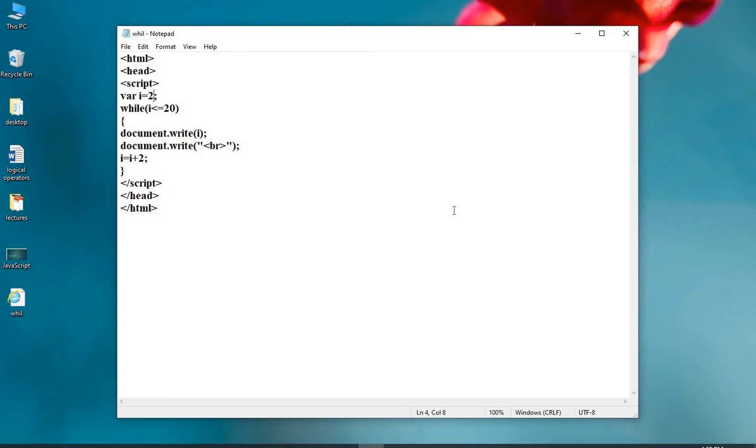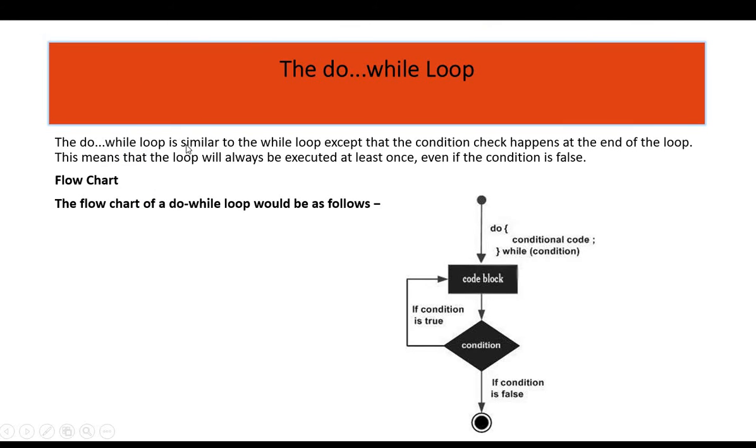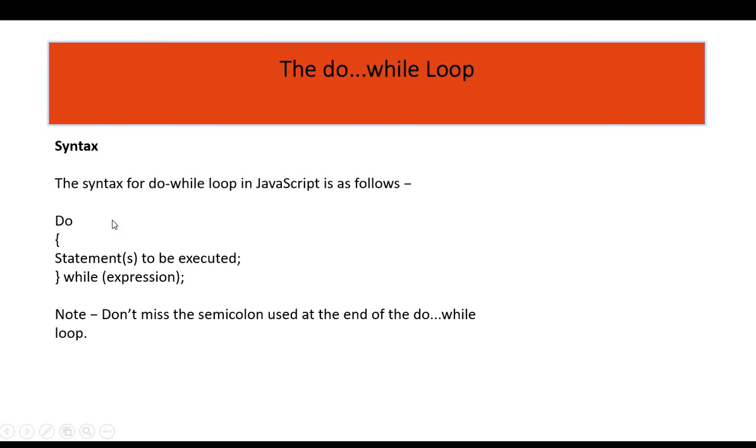Now moving on to the next loop, that is the do while loop. The do while loop is similar to the while loop, except the condition check happens at the end of the loop. This means that the loop will always be executed at least once, even if the condition is false. Syntax: do, statements to be executed, braces close, while expression, and at the end there must be a semicolon.